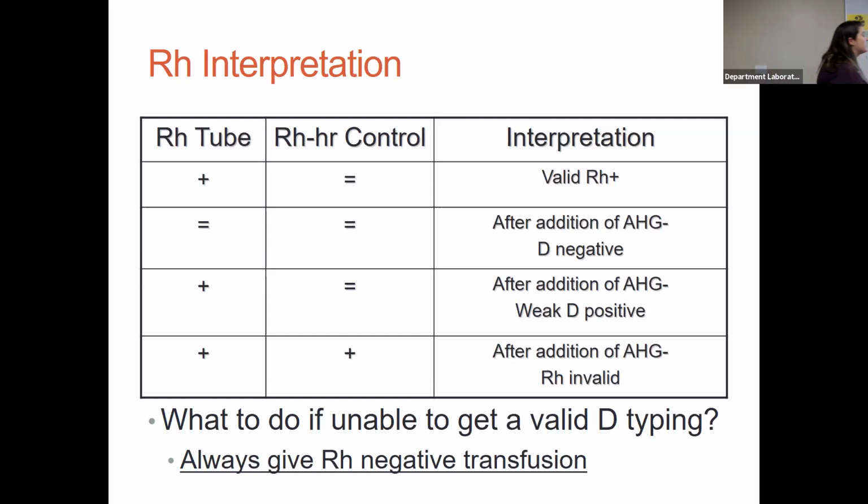If there's a trauma situation and you have an invalid RH and you're currently working on that sample, the OR is screaming for blood, you can always give negative. You can give RH negative blood to these patients until you get that RH figured out.